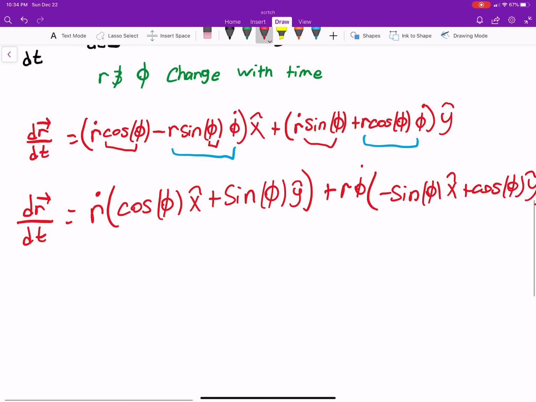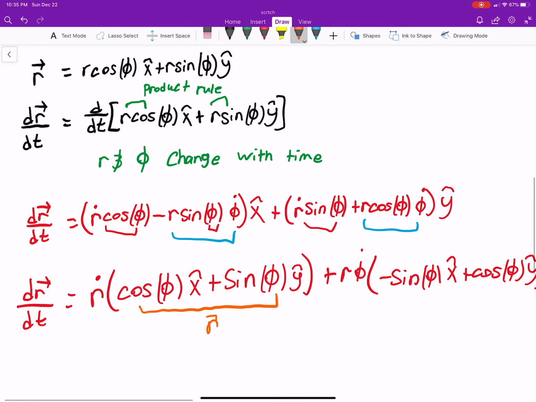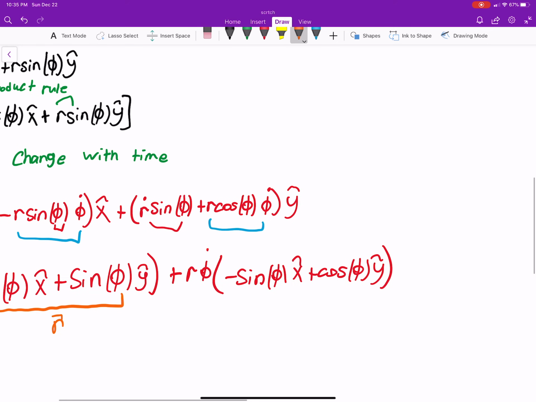Now here's the thing. This is really r hat. If we look up, cosine phi x plus sine phi, yep. And then this guy here is phi hat.